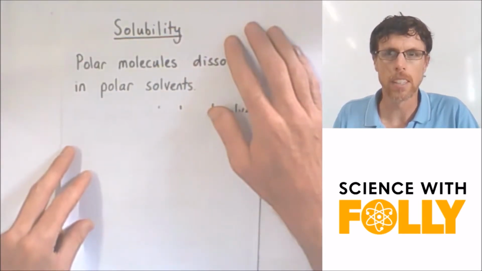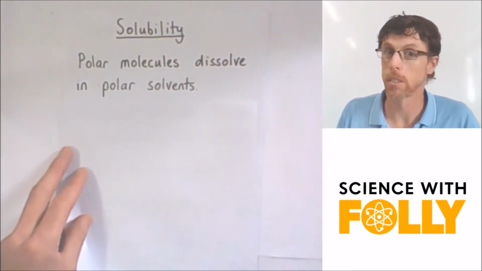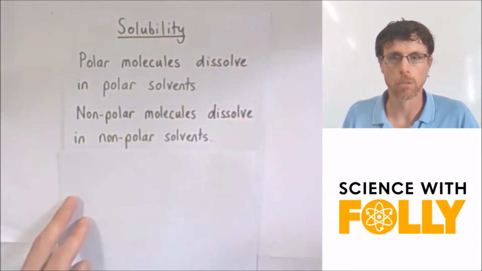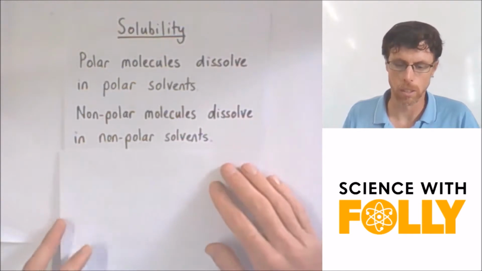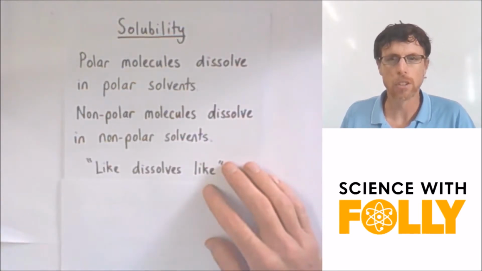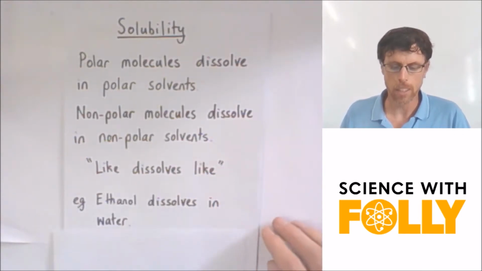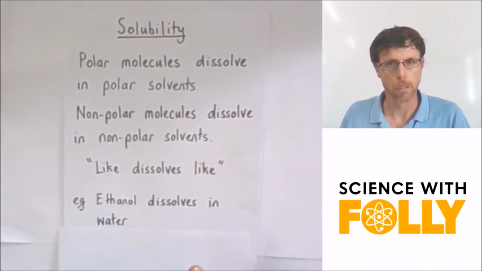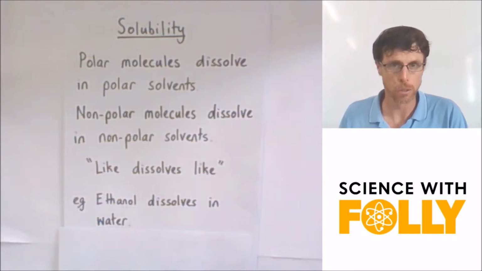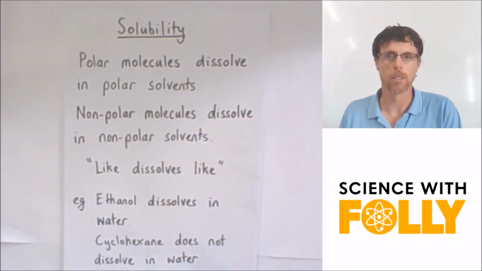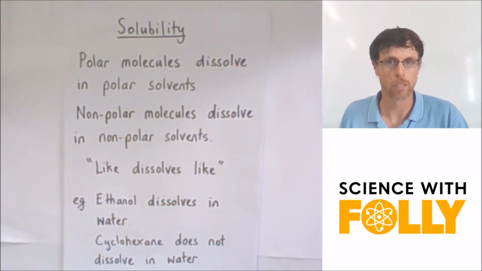Now, the key point here is that polar molecules will dissolve in polar solvents, and non-polar molecules will dissolve in non-polar solvents. And we have this term, like dissolves in like. For example, ethanol is polar, so it dissolves in water, which is also polar. But cyclohexane does not dissolve in water because cyclohexane is non-polar.